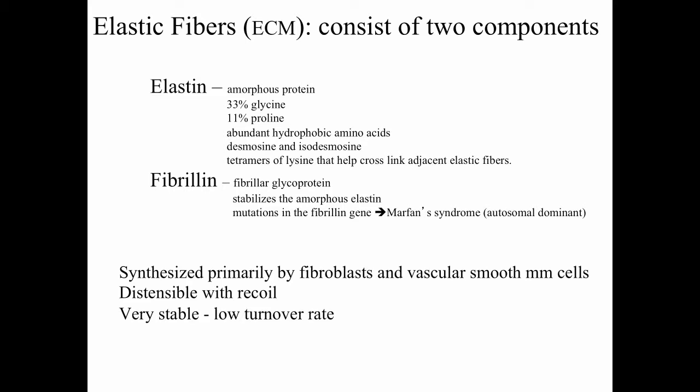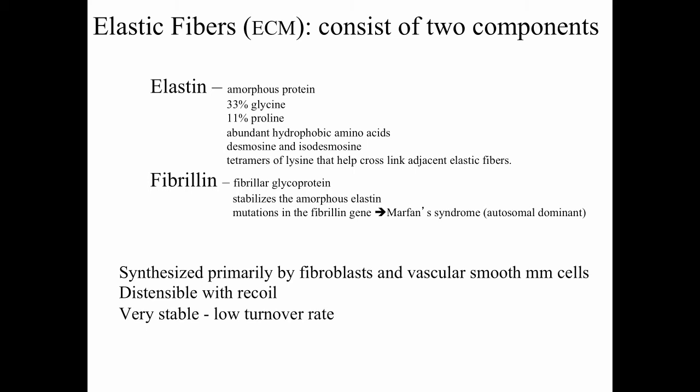Let's talk briefly about elastic fibers. There are two components to elastic fibers. There's elastin itself, which is an amorphous protein. About a third of the amino acids are glycine, perhaps another 10 or 11% proline. Elastin has an abundant amount of hydrophobic amino acids. There are also some specialized amino acids, desmosine and isodesmosine. This helps to give the elastic fibers some of their unique stretching capability. And then tetramers of lysine help to cross-link adjacent elastic fibers.